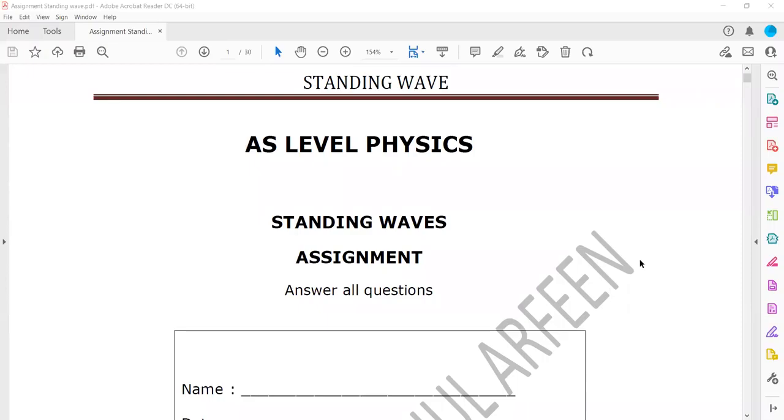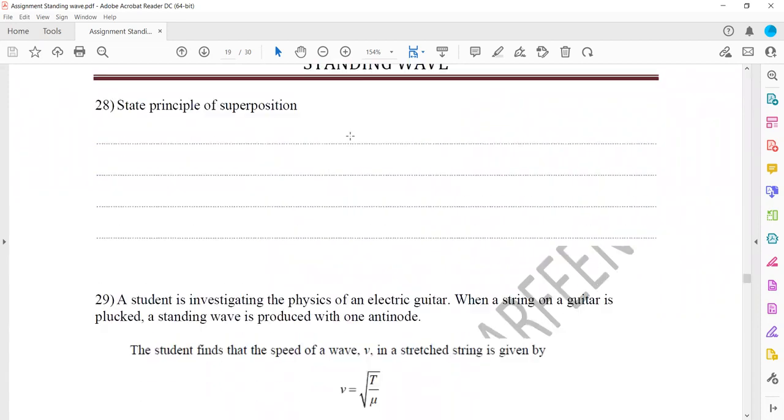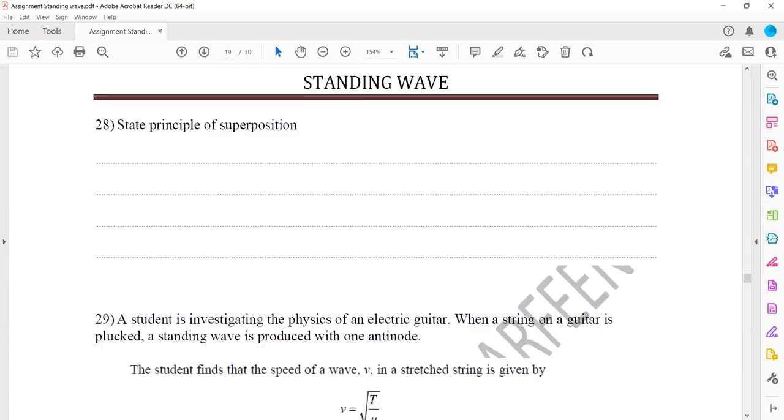The assignment related to standing waves. We'll discuss from question 28 onwards. So the first question, question 28: state the principle of superposition.